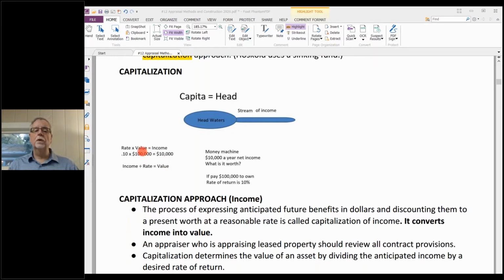Now, if the value were missing, think of this like 2 times 3 equals 6. If the 3 were missing, intuitively you would know if you took the 6 and divided by the 2, you'd get the 3. If the value is missing, and if it's an appraisal question, value is what is missing, then you would take the income, $10,000, divide that by the rate, 10%, and that would tell you the value. This is IRV, income divided by rate equals value. That's the capitalization formula. We will talk more about that.